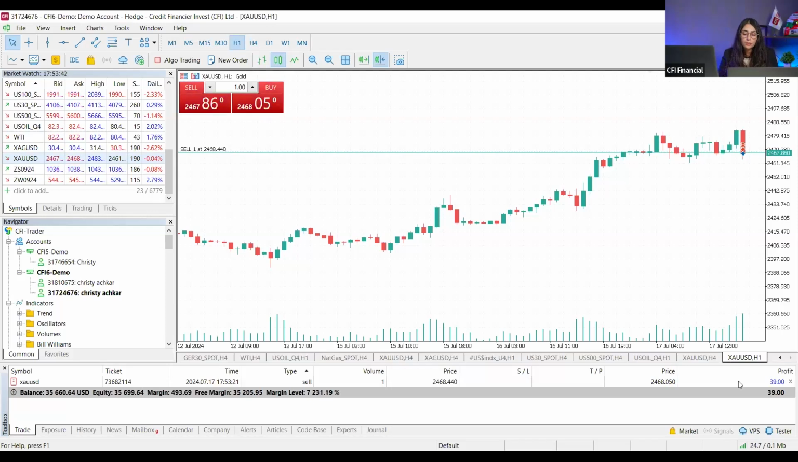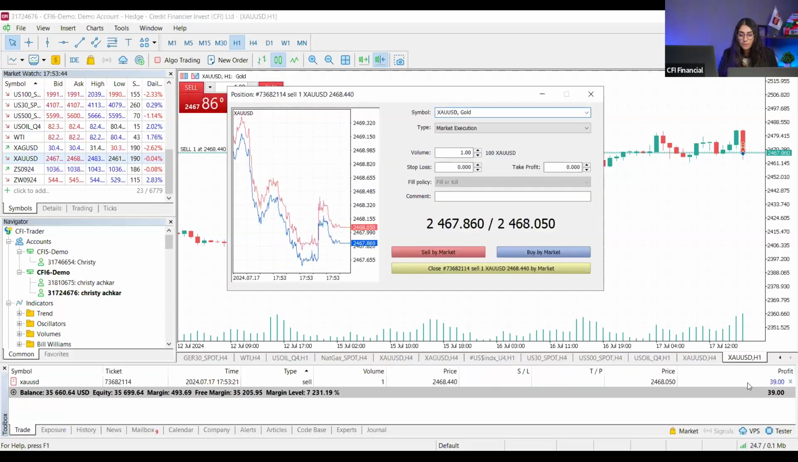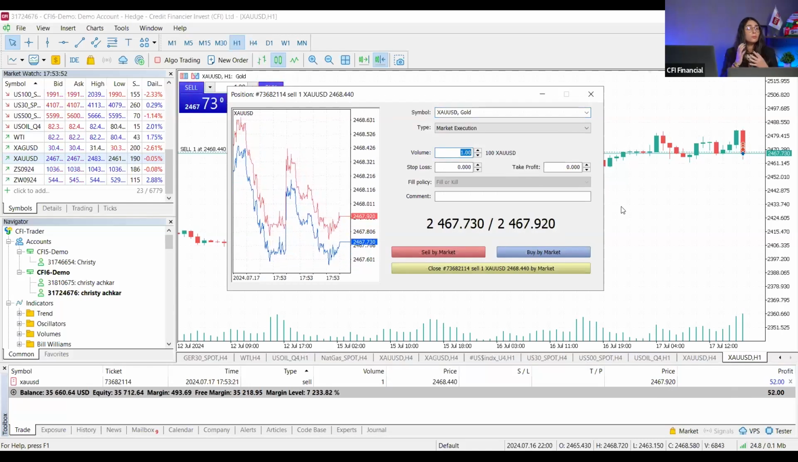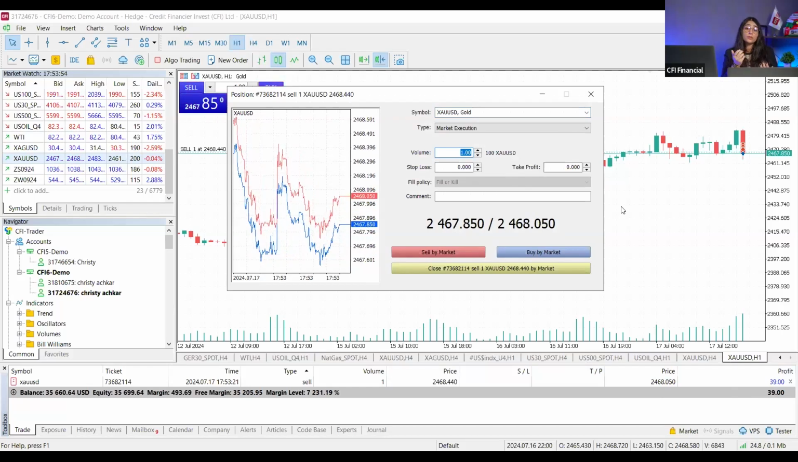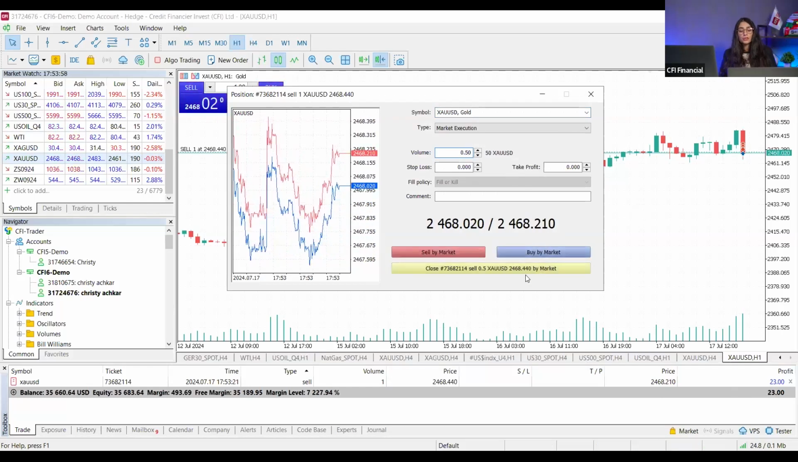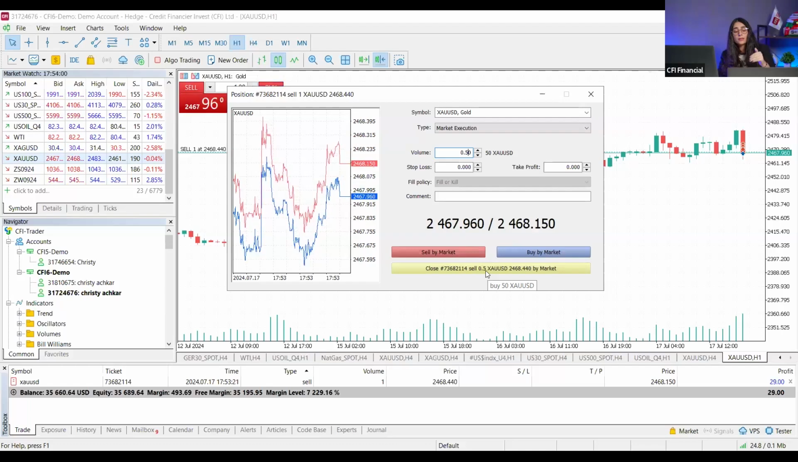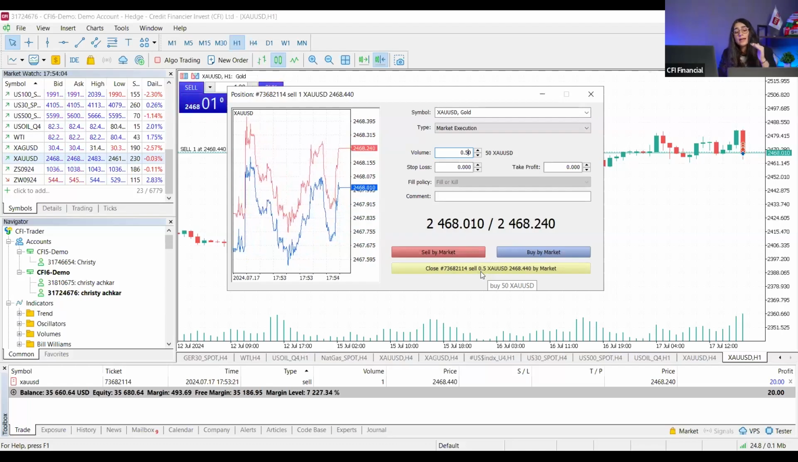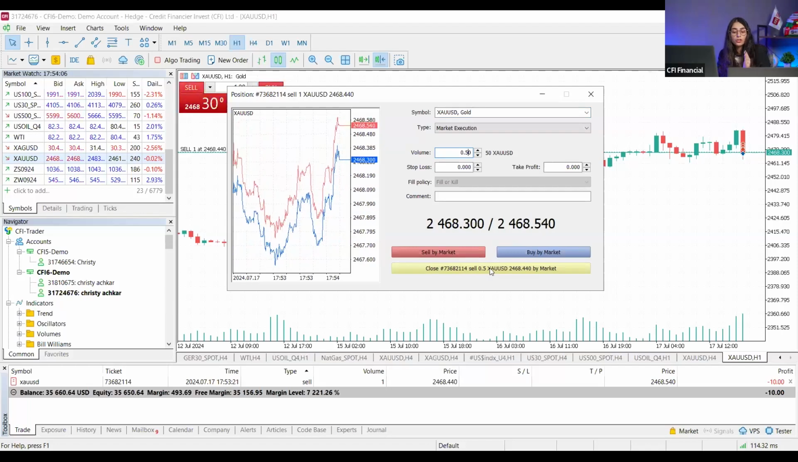Now, how do you do this? You double click on the profit section. You're going to get this figure in front of you. You go to volume, and you say approximately how much you want to close. Let's say I want to close half, so I would put in 0.5. Then you click on the yellow button; this is the amount that you want to close. Once I hit close, watch how the profit section below is going to be divided into two.